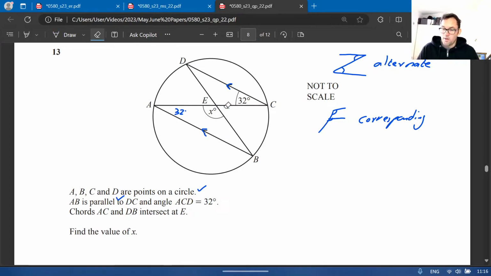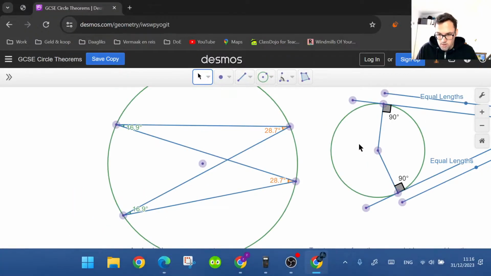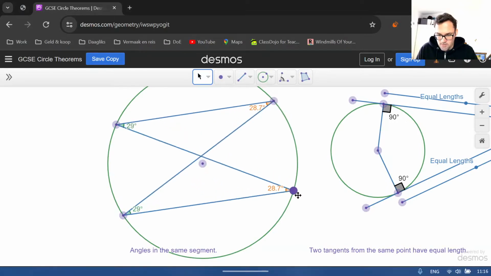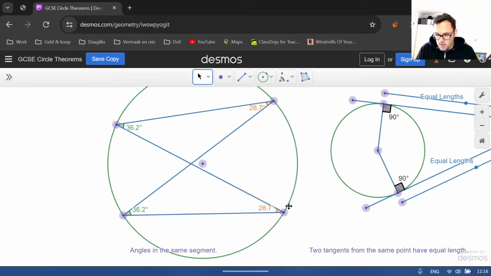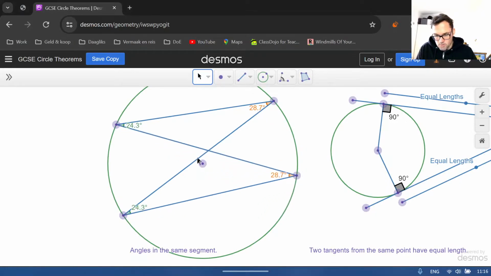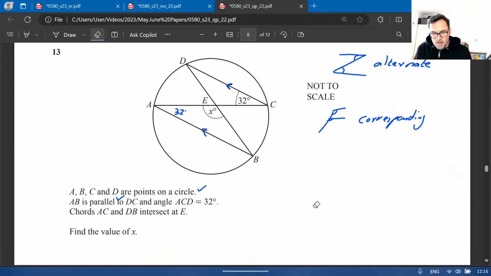What other theorems can we look for? Well, there's the angles in the same segment theorem. Let me show you. There it is, see? It's the butterfly or the bow tie or the bat theorem, whatever you want to call it. Can you see here that the 2 green angles are the same and the 2 orange ones are the same no matter how I move it? You see that? 28.7, 28.7, 24.3, 24.3. Going back here, that means that angle C and B are the same, 32 degrees, 32 degrees.